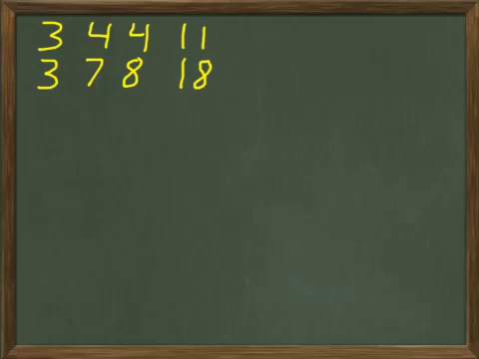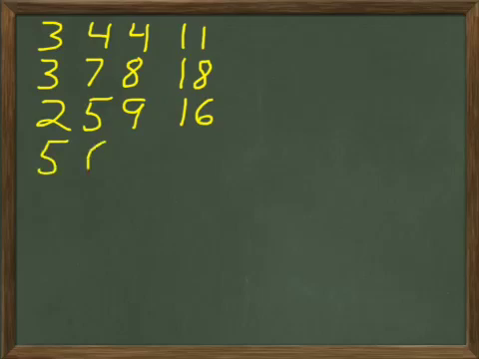Pardon me. 2 and 5 and 9. 2 and 5 are 7. 7 and 9 are 16. Let's do 5 and 6 and 9. 5 and 6 are 11. 11 and 9 are 20. There's that big 20 again.